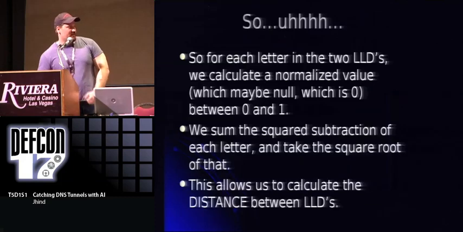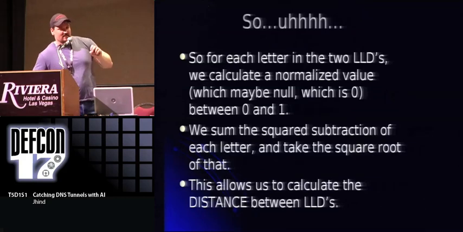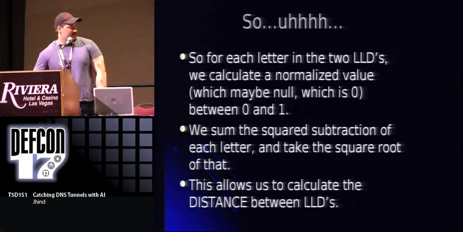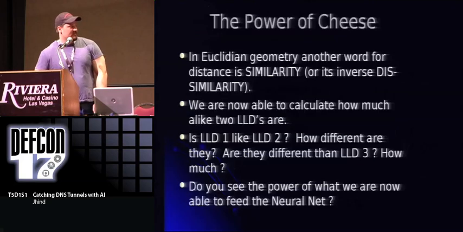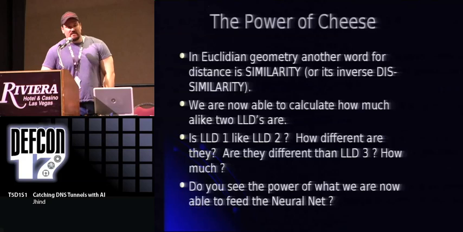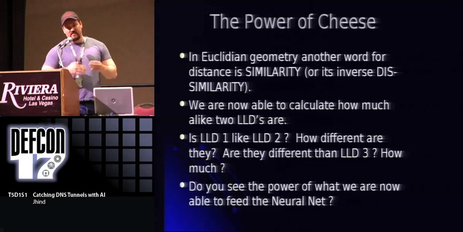This is the textual explanation of what I just said. Again, it's the summed squared subtraction of each letter's numeric value. So we're comparing strings. This allows us to measure the distance between LLDs. So in Euclidean geometry, another word for distance is similarity and dissimilarity. So we're actually measuring how similar different DNS requests are.